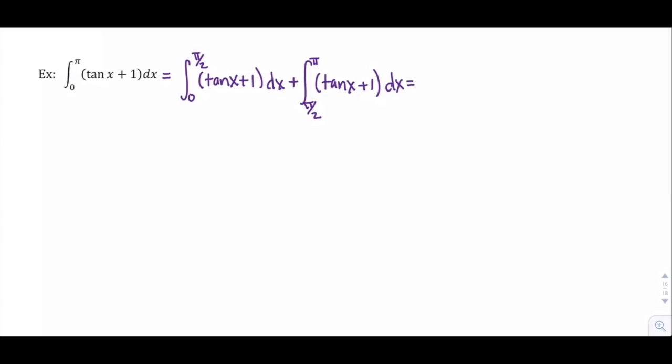Now, because we have a discontinuity at pi over 2, both of these will need to change into the limit of an integral. So let's look at the limit as a goes to pi over 2. And what direction will we be approaching pi over 2 from for that first integral? Since we're looking at the integral from 0 to pi over 2, and 0 is to the left of pi over 2, we'll be approaching pi over 2 from the left.